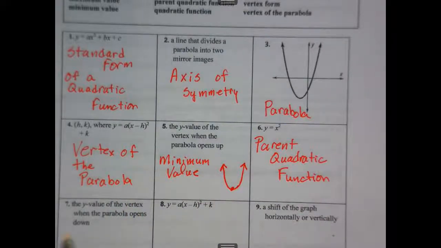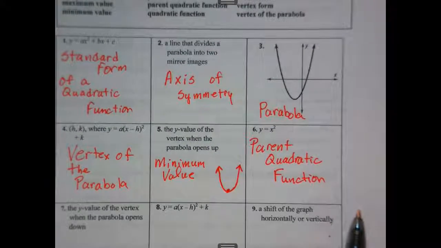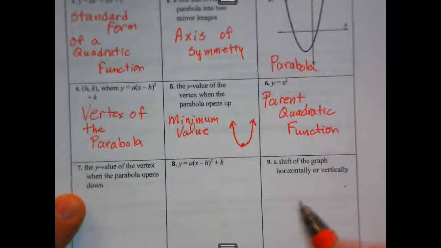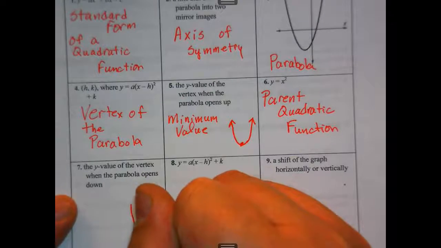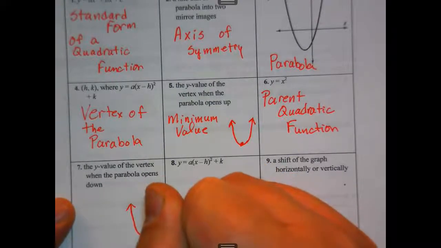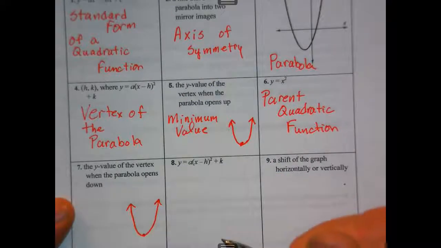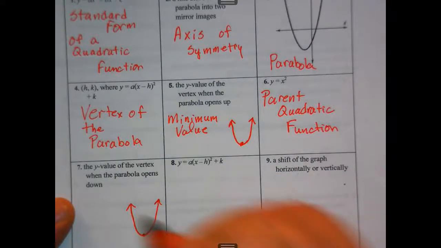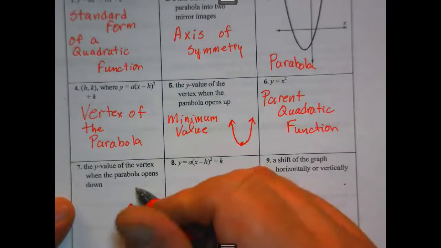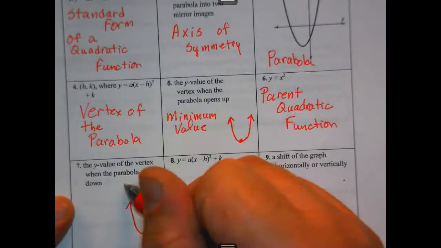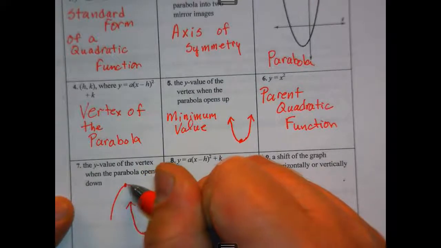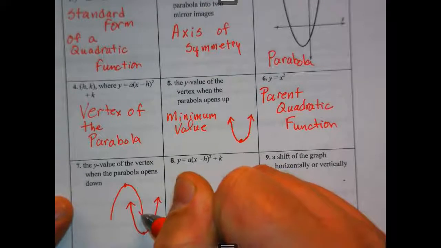Number 7, the y value of the vertex when the parabola opens up. Well, let's make one opening up. Oh, sorry, opens down. I made a mistake. Oh my goodness. That's okay. There it is, opening down.